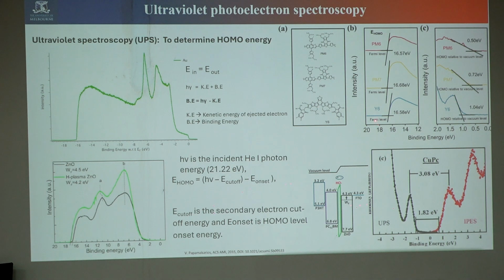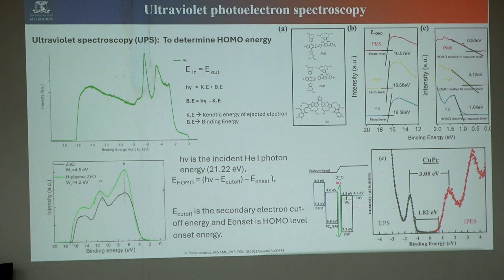Normally at the higher level, this is called the Fermi level. And at the lower energy side, we can see how to calculate the HOMO level. In addition to that, there is one more spectrum, IPS. UPS is ultraviolet, and IPS is inverse photoelectron spectroscopy. What inverse photoelectron spectroscopy gives is the LUMO level actually.